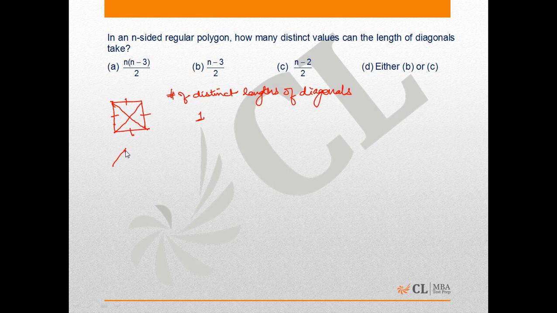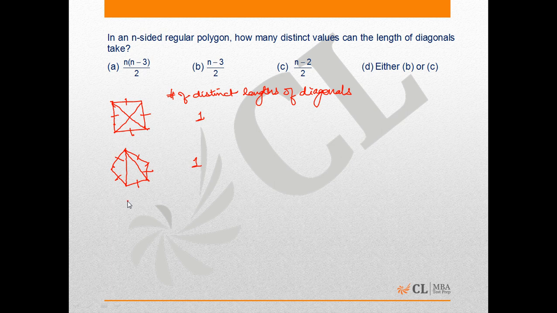Let's talk about a regular pentagon. If you look at a regular pentagon, this is one diagonal that we have, and this is another diagonal that we can have from a particular vertex. The length of both of them is also the same, so we will have 1.